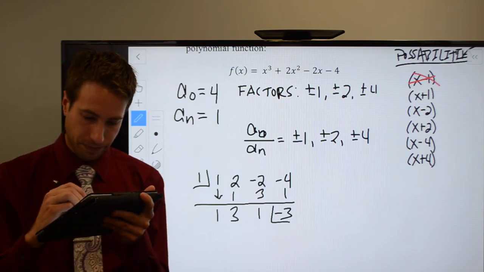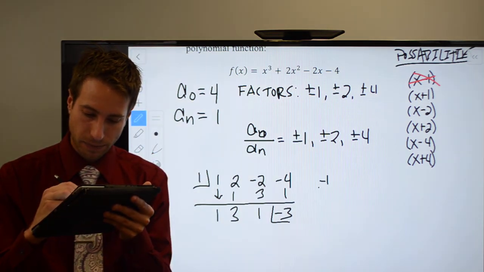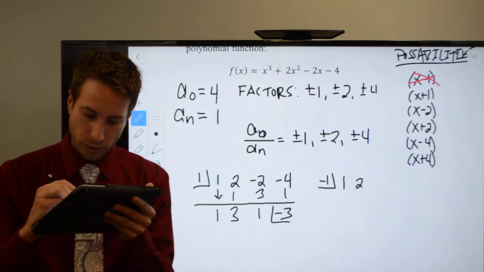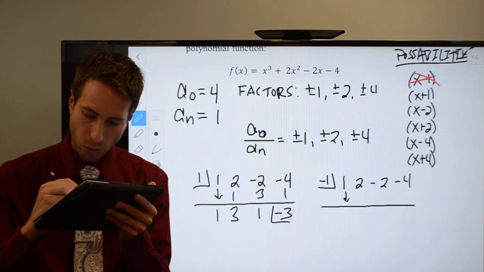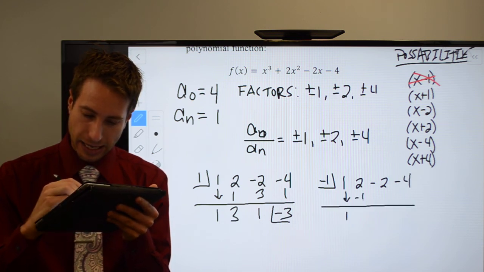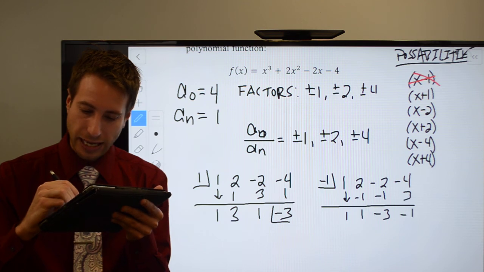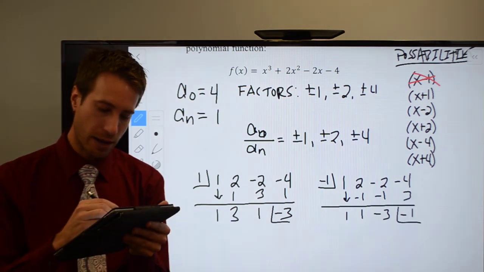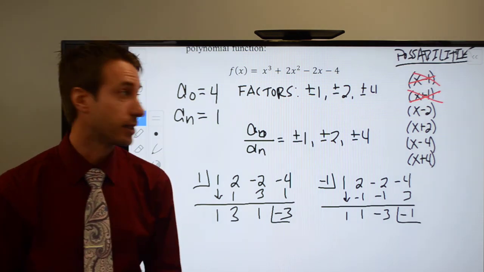On to the next one. Set this guy equal to 0 and solve. You get a negative 1. 1, 2, negative 2, negative 4. Bring down the 1. That's going to be a negative 1. That's going to be a 1. That's going to be a negative 1, which is a minus 3. That's going to be a positive. I get a remainder of negative 1. Not what I'm looking for. That guy doesn't work.